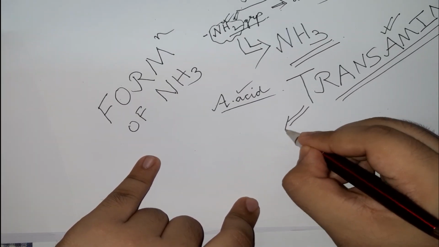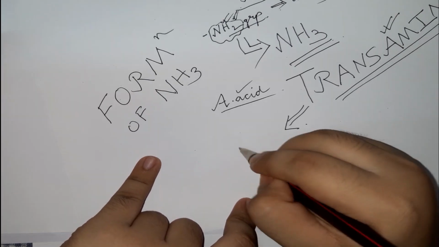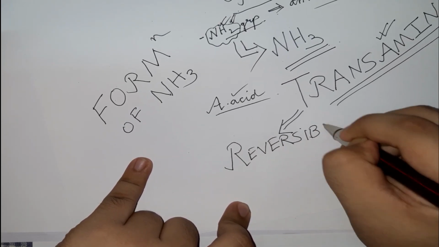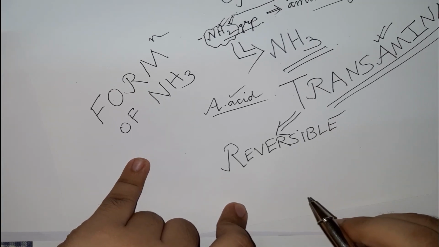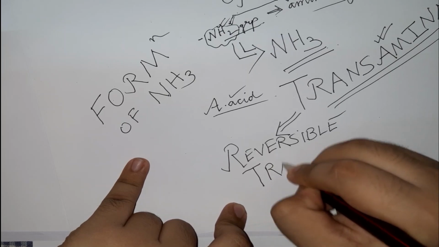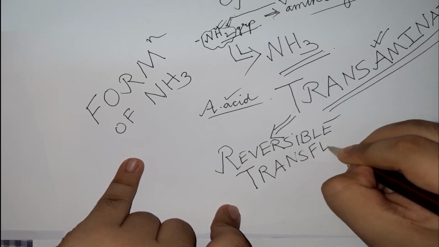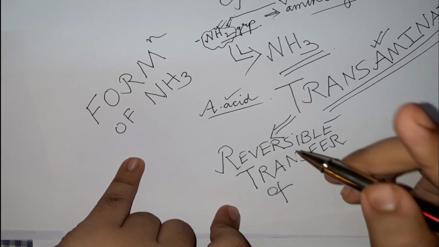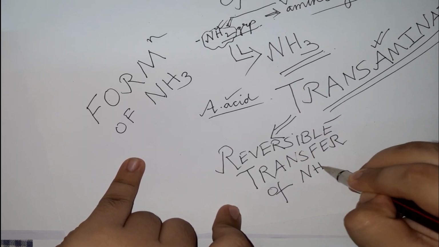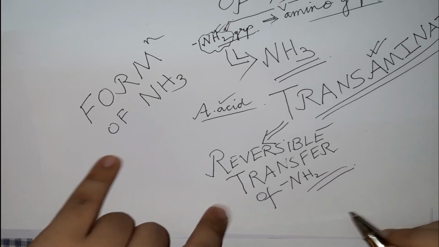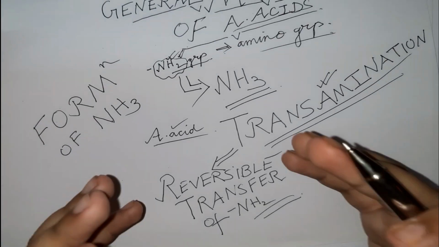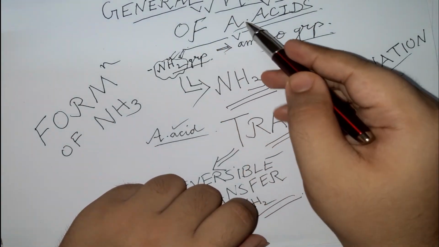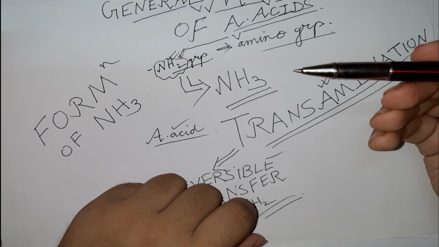If we are to define transamination, we would say that it is a reversible transfer of the amino group. So it is a reversible transfer of amino group. From where? From obviously an amino acid. To where? This is an important thing.